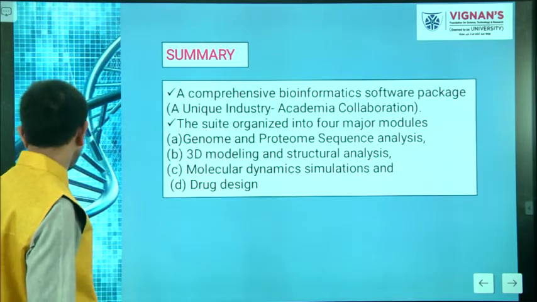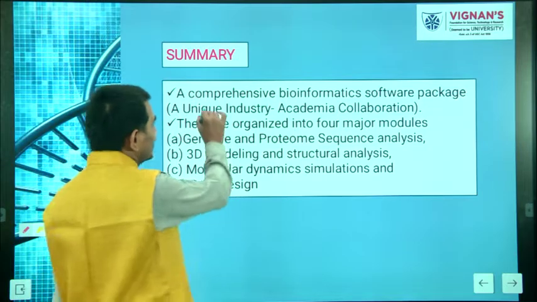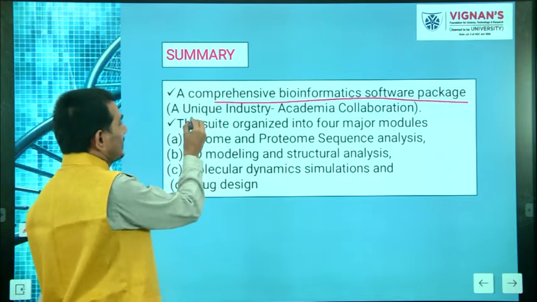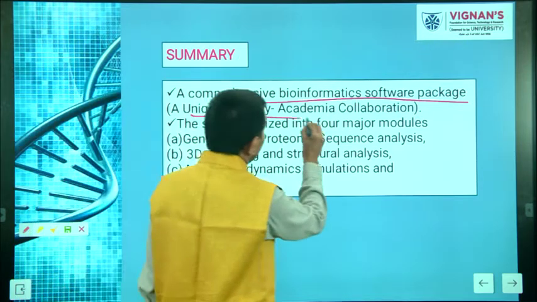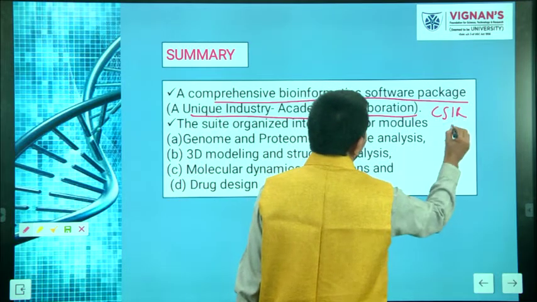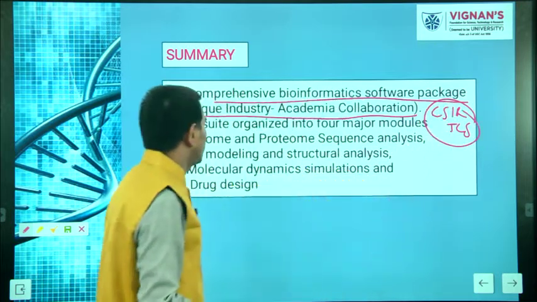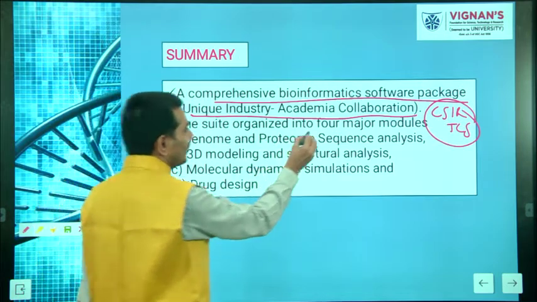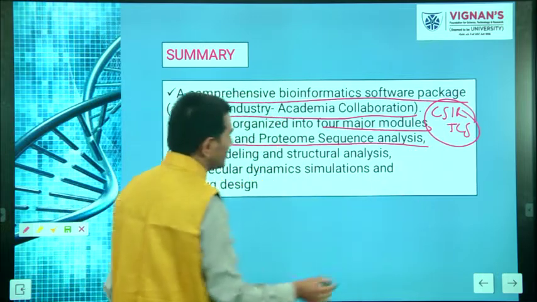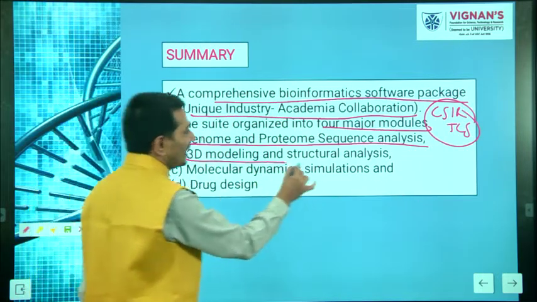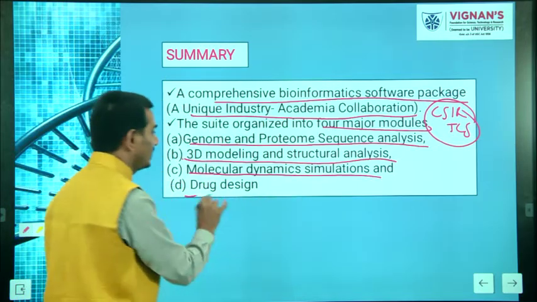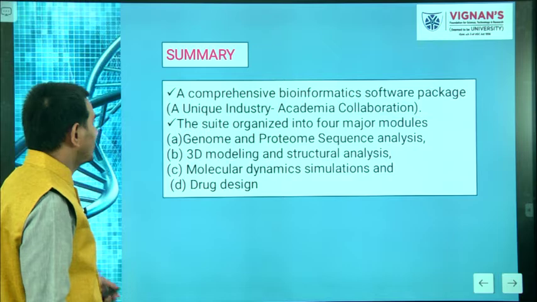And coming to the summary of this topic, that is Biosuite. Biosuite is a comprehensive bioinformatics software package which was developed through a unique industry academia interaction taken up by CSIR and TCS. And this so-called Biosuite has 4 major modules as discussed earlier. The first one is genome and proteome sequence analysis. Second module is 3D modeling and structural analysis. Third module is molecular dynamics and simulation. And the last module is drug design.